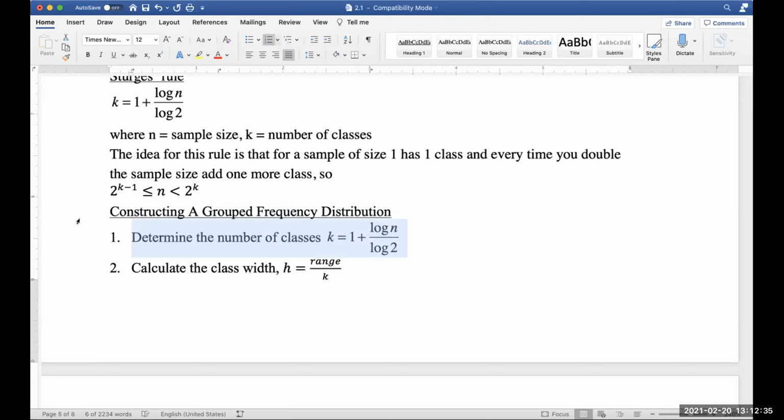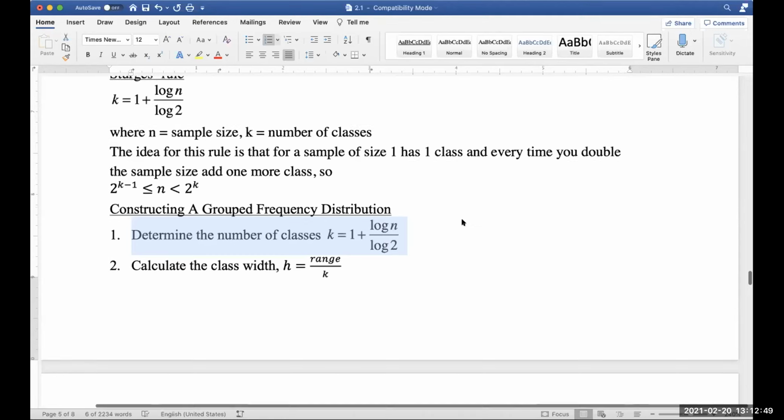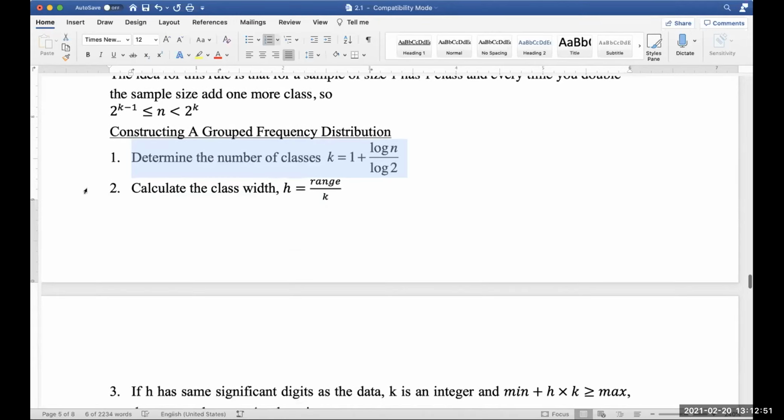Constructing a group frequency distribution. First, determine the number of classes K. Don't do any rounding or anything yet. K equals 1 plus log n over log 2. So that's what we first did. Second, calculate the class width, range over K. Again, no rounding or anything else.